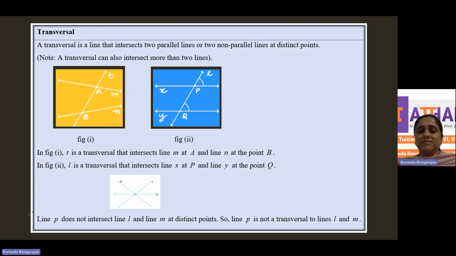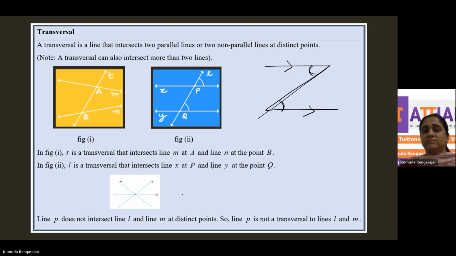And alternate angles will lie in a Z. See here and here are alternate angles. This line is parallel to this line and this is the transversal. So this angle and this angle are alternate angles. It can look like an N, like this. So this angle and this angle.